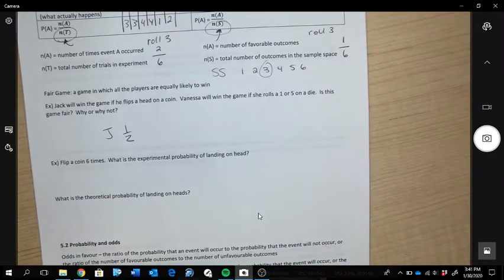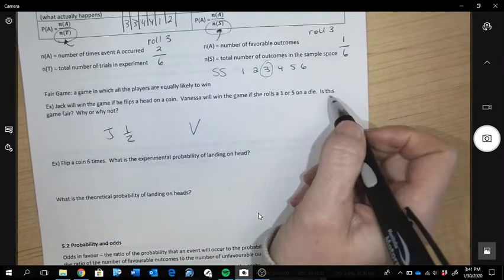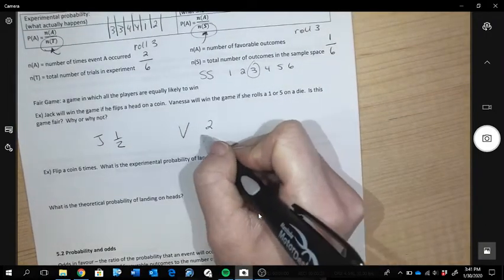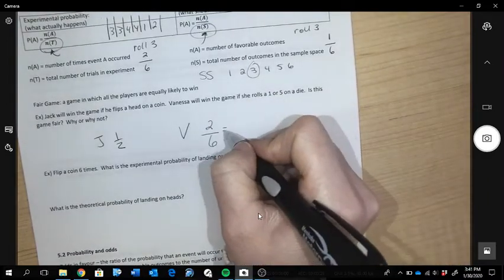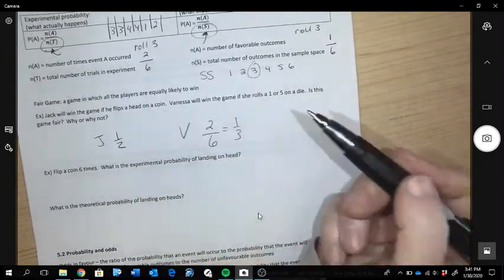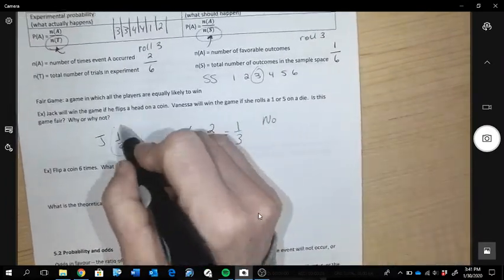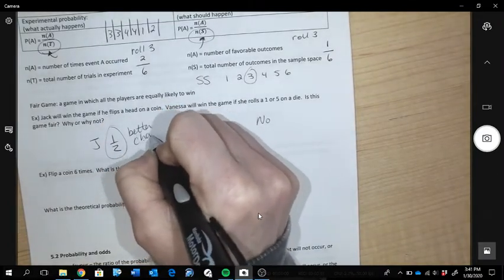Vanessa would win the game if she rolls a 1 or a 5 on a dice. So Vanessa would win if she had a 1 or a 5. So that would be 2 favorable outcomes out of 6 possibilities, which is 1/3. Is this game fair? No. So obviously Jack has a better chance.